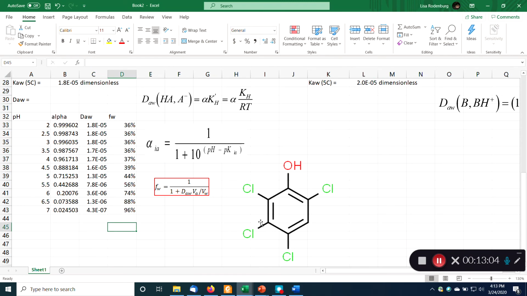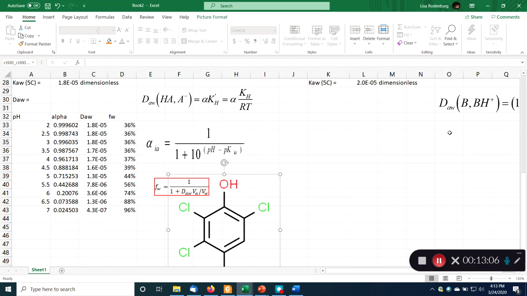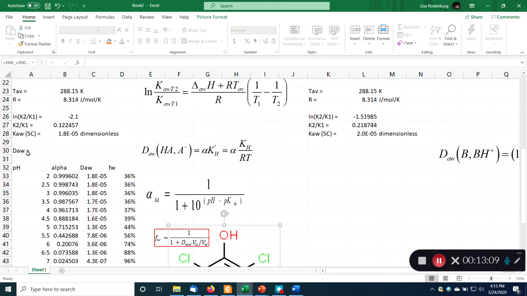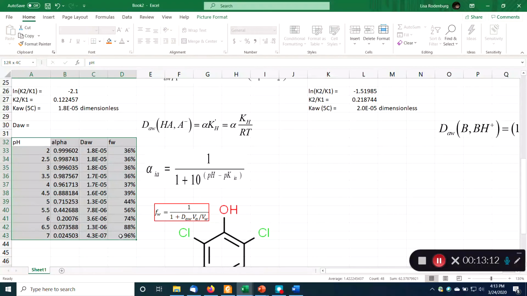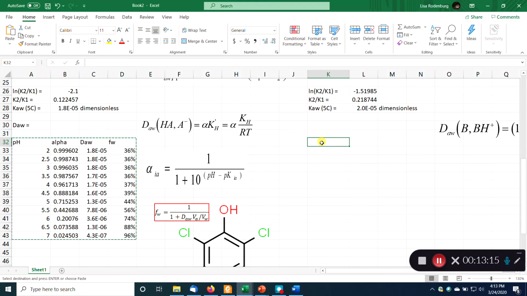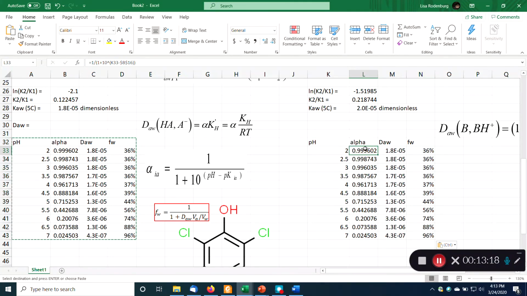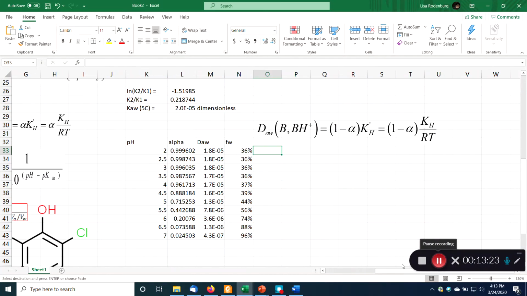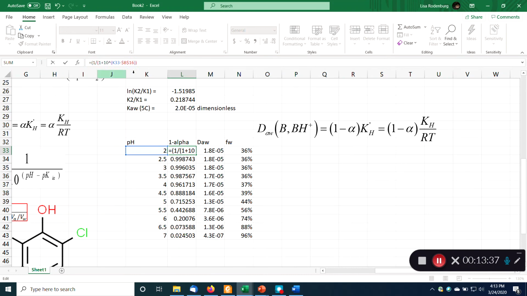So we can do the same thing here for the base. I'm just going to copy some of this same math because there's no point in doing it all over again. So I'm just going to copy this whole table over here. So our alpha, now to get the fraction that's in the neutral form, we'd have to calculate 1 minus alpha. And to calculate our distribution coefficient, we take 1 minus alpha times our Henry's law constant. So really what we want to calculate here is 1 minus alpha. So that's easy enough. We'll just put some parentheses on this whole thing. And then do 1 minus that.